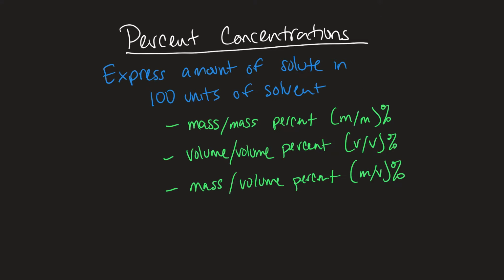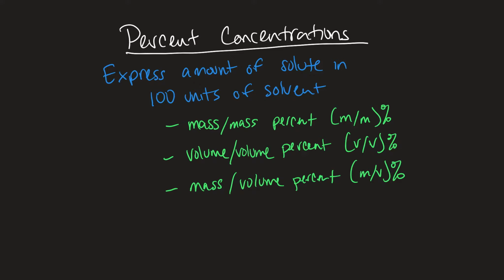The first type of units of concentration we're going to talk about is percent concentrations. Percent concentration is just the expressed amount of solute in 100 units of solvent. So how much solute do you have per 100 units of solvent, depending on whatever units we're talking about. There are three different types that we're going to address in this video. First, you have the mass percent, volume percent, and lastly, mass volume percent.